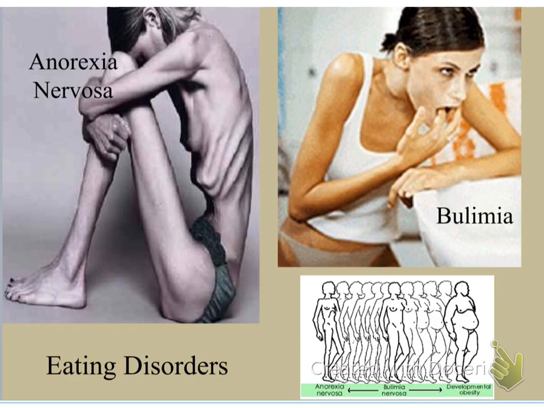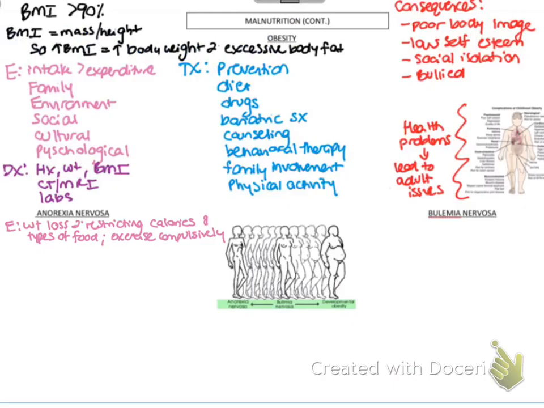So on the other end of the spectrum, we have anorexia and bulimia. Anorexia is weight loss secondary to restricting calories and the types of food. People who have anorexia may say, and it's very toddler-like almost, I will only eat green foods because green foods are really good for you, and so I know that I'll lose weight if I just keep it to that. Or I can only eat this kind of food or that kind of food. And then they'll count their calories.